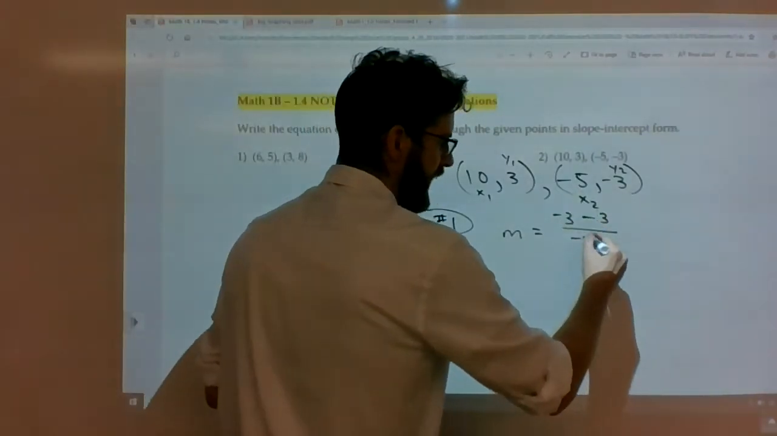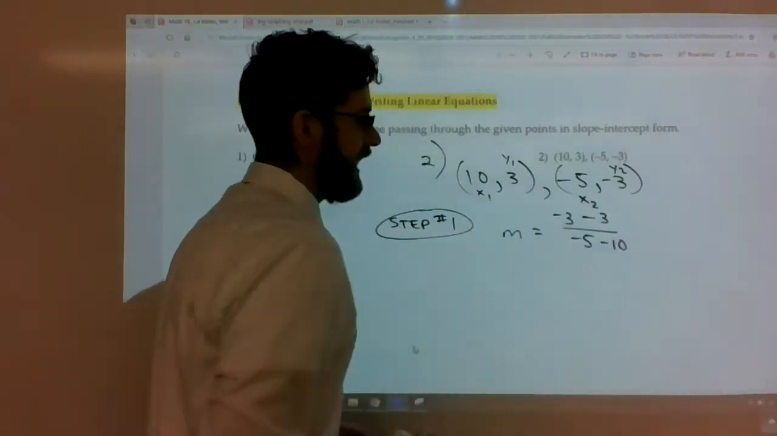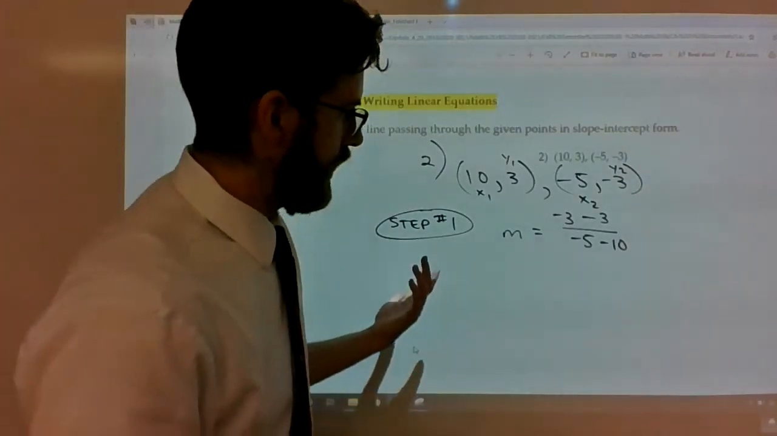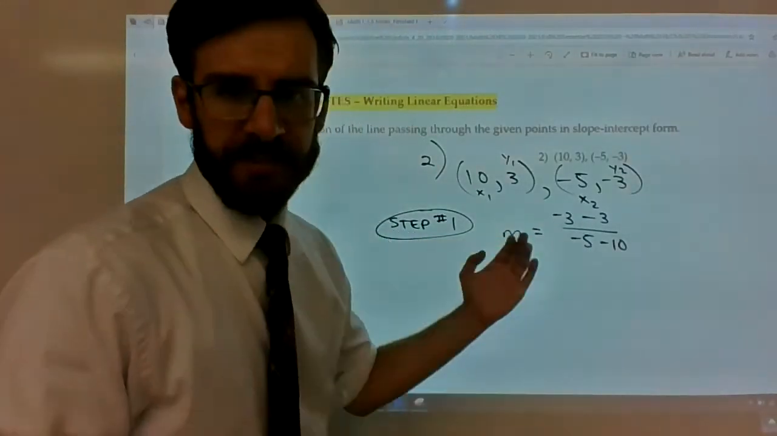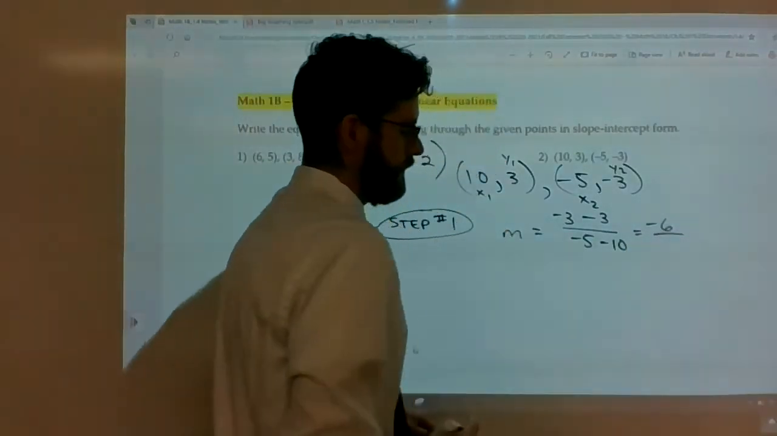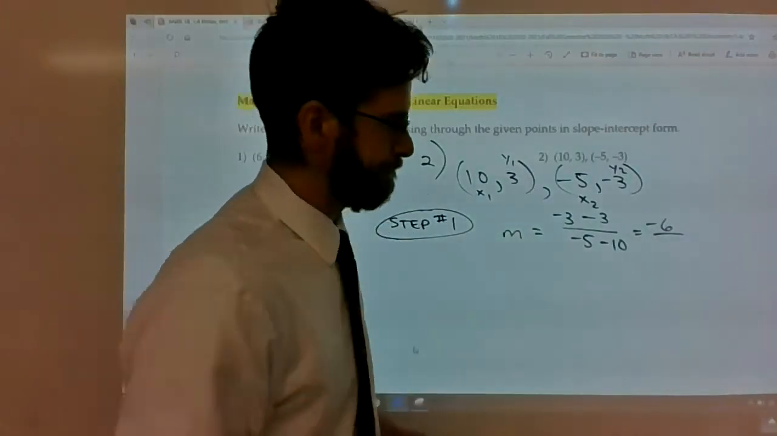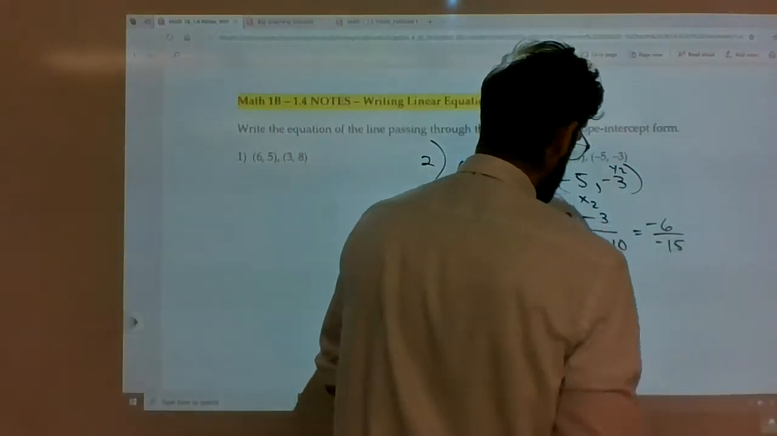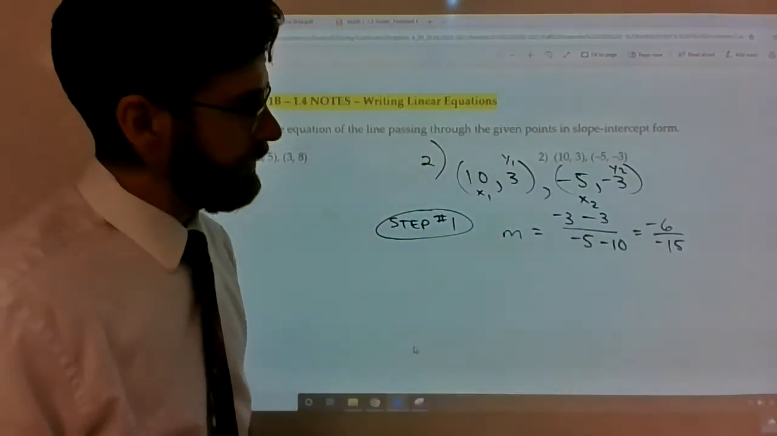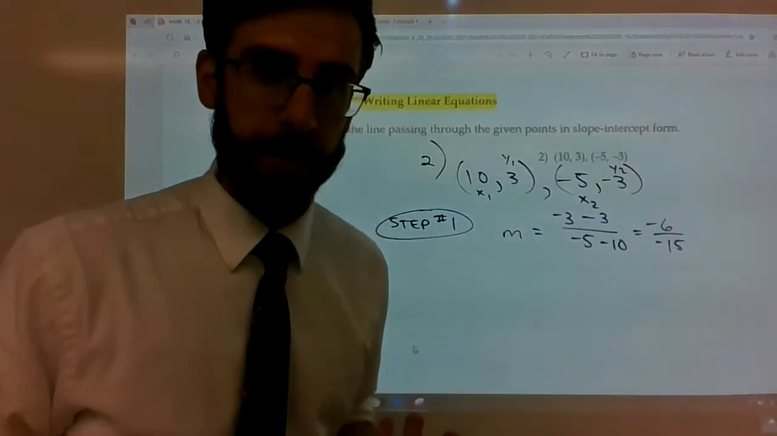Negative 5 is my x2. Positive 10 is my x1. All right, simplify those. Subtracting a negative means it's going further left on the number line. So that's going to be negative 6 over negative 15. Now that simplifies, all right? Both the top and the bottom are negative, which means the overall result is going to be positive.